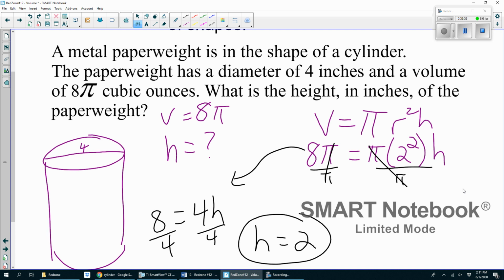And this is another reason why it's important to sometimes have your answer in terms of pi, because if you're working backwards, you want to have the pi on both sides of the equation because it'll make your life easier.